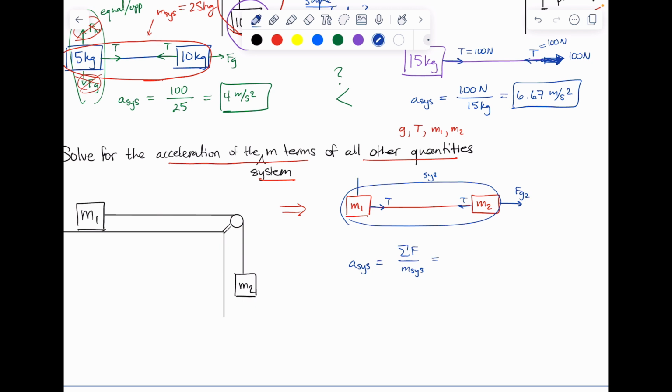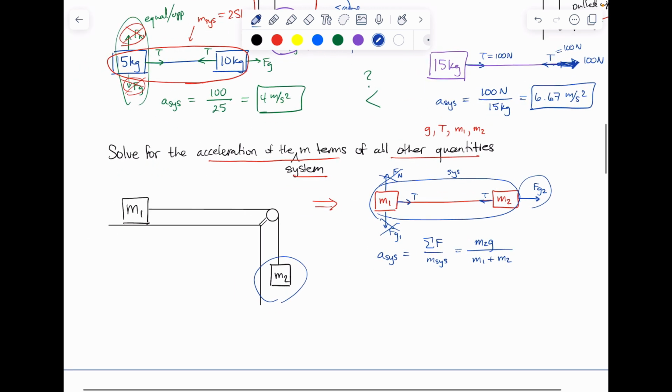Well, technically again, I have the normal force and I have this force of gravity. But remember, these are going to cancel each other out in the net. So really all I have is this guy. That's going to be the force of gravity exerted on mass 2, which is going to be exactly m2 times g. The mass of the system is going to be m1 plus m2.